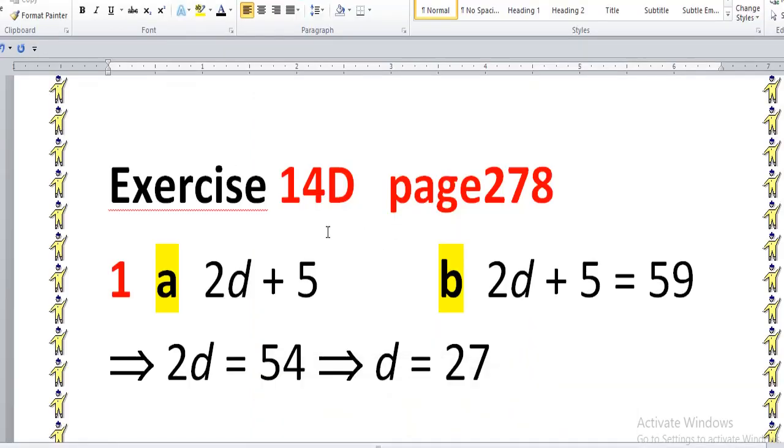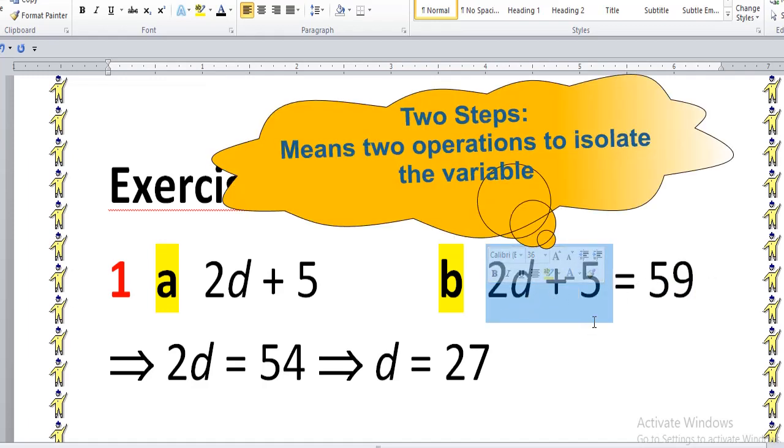Now here, this is the answer, okay? As he says, 2D, guys, okay? 2D plus 5. He thinks of a number, he doubles it, that means 2D, multiplication, plus 5. So 2D plus 5 is equal to 59. We've got two sides of the equation now. We just have to find the answer. But this is a two-step equation.